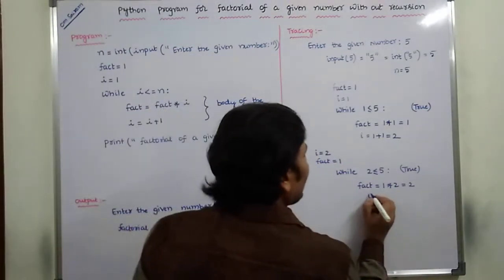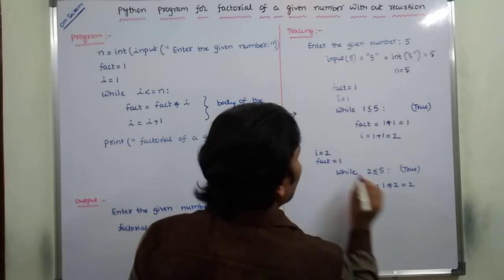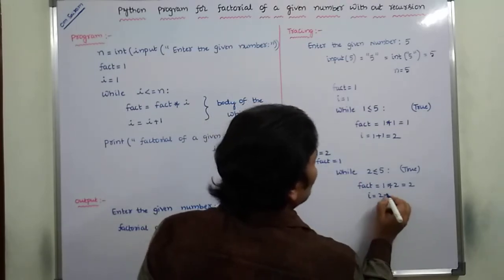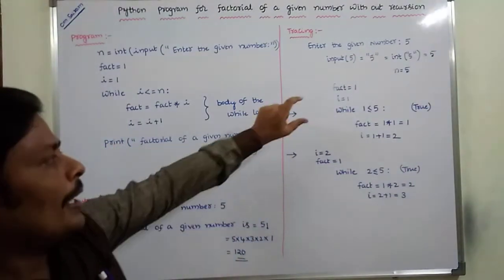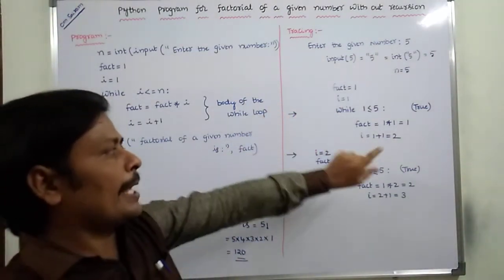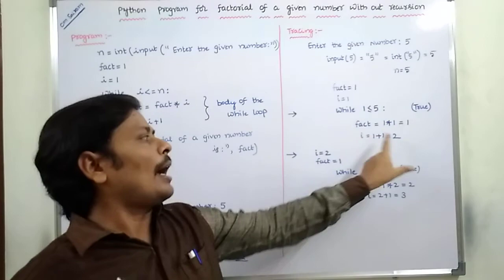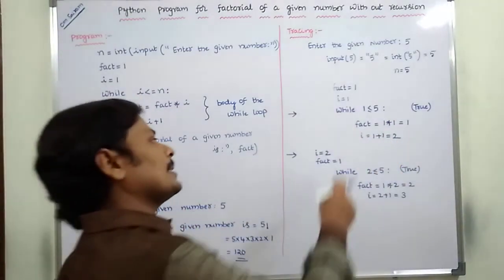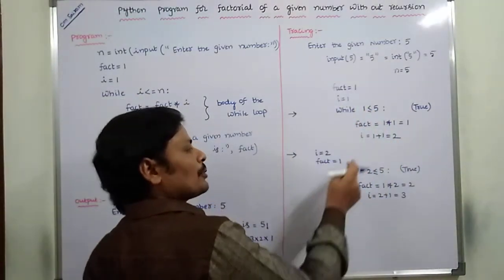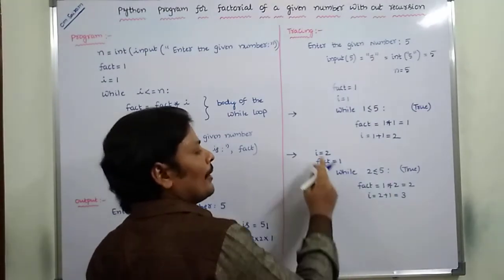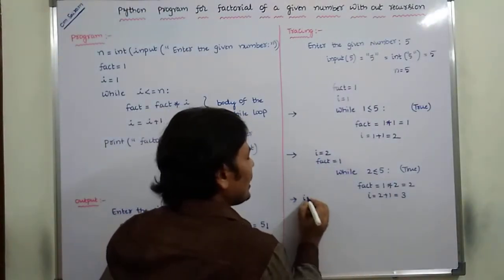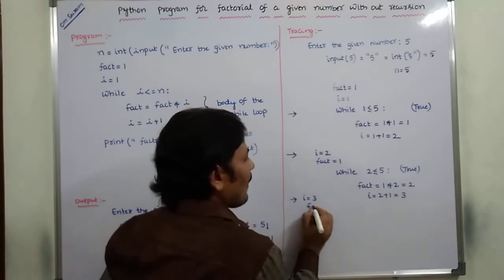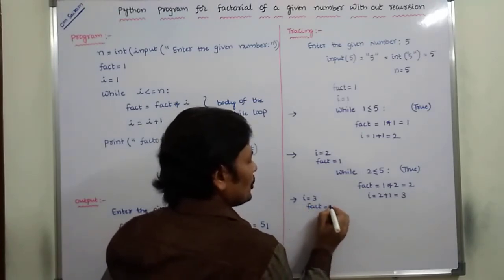Next one, I is equal to I plus 1. I value is 2, 2 plus 1, that is equal to 3. So here, after completing the first step, fact is equal to 1, I is equal to 2. So this is the first iteration. Next we go for second iteration. After completing the second iteration, I value is equal to 3 and fact is equal to 2.